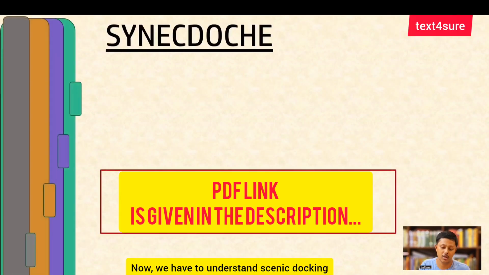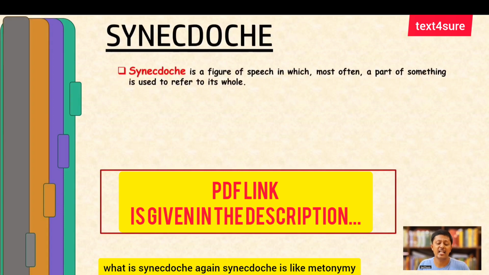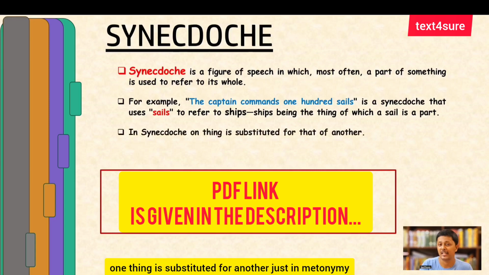Now we have to understand synecdoche. What is synecdoche? Again, synecdoche is like metonymy, but there is a slight difference. It is a figure of speech in which most often a part of something is used to refer to its whole. For example, the captain commands 100 sails. In this example, see here, sails refer to the ships. So ship is the thing of which sail is just a part. Ship is the complete thing, sail is just one part. Now, in synecdoche, one thing is substituted for another, just as in metonymy.